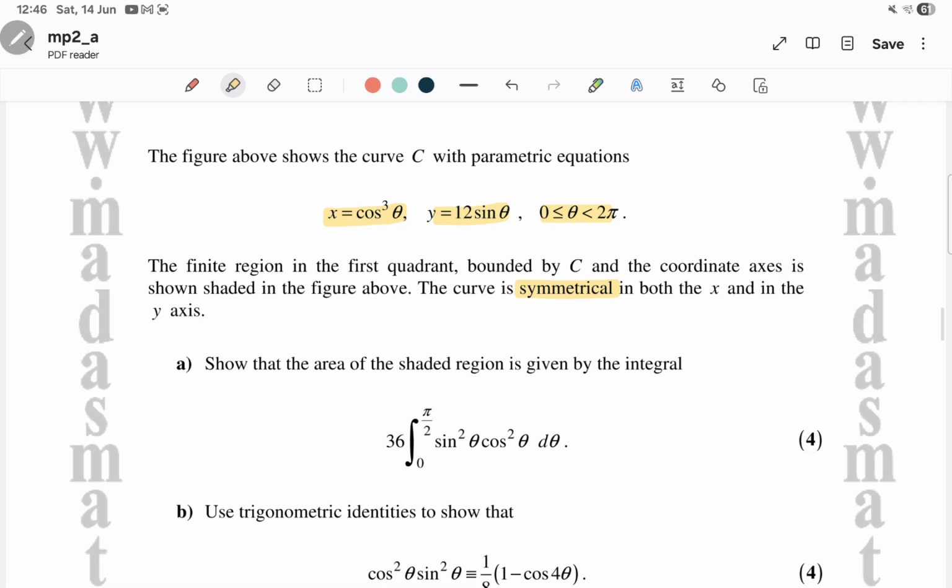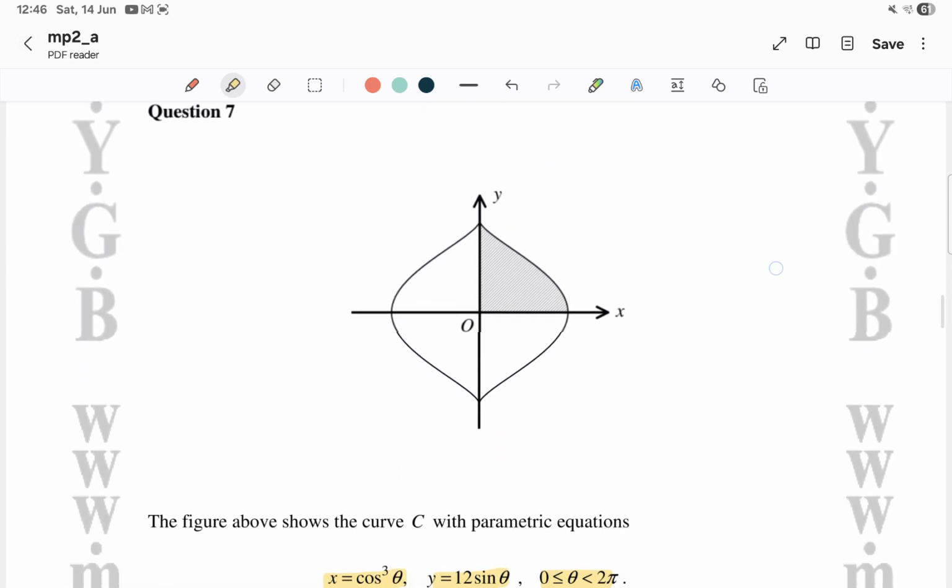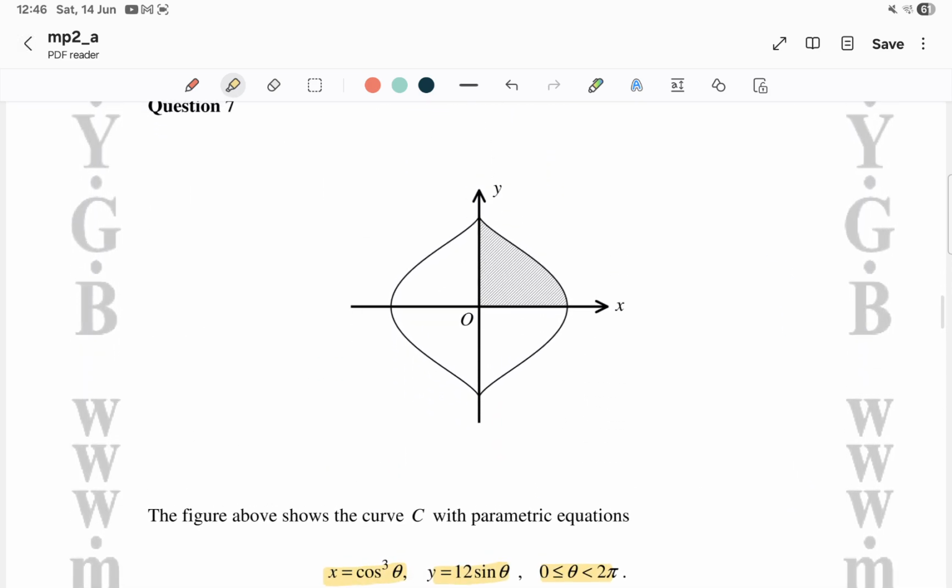Show that the area of the shaded region is given by this integral. So we have to prove that the shaded region is equal to this relationship. If you consider this shaded region, let's say the points on the x-axis are x1 and x2, and for the parametric integration, let's say theta 1 and theta 2.